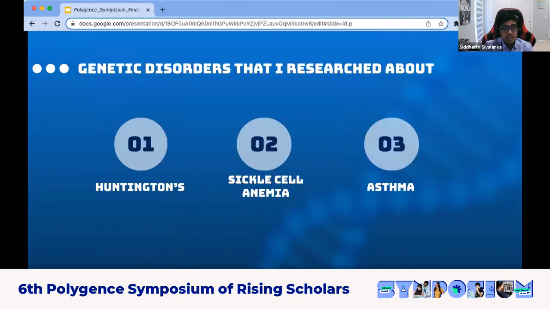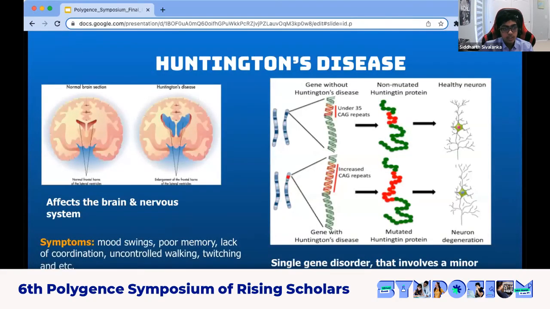So now, since we covered the basics that would be helpful to understand, at a quick glance, this is what I'll be talking about. So first I'll be talking about Huntington's, then I'll be talking about sickle cell, and then finally asthma and the effect of a very emerging and good treatment. So we're going to start off with Huntington's.